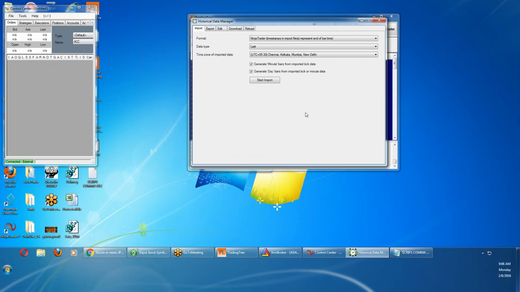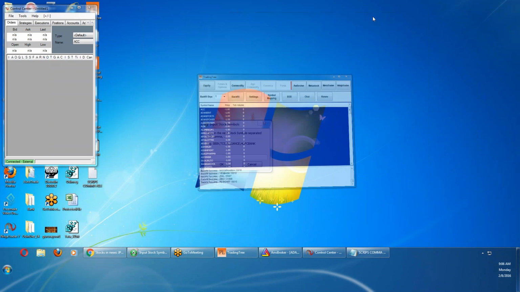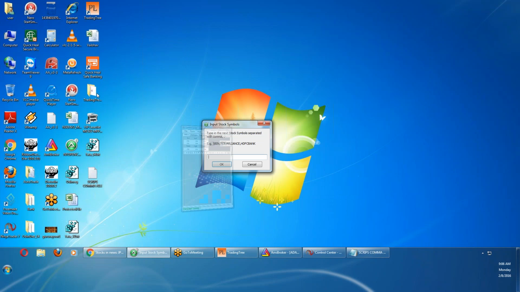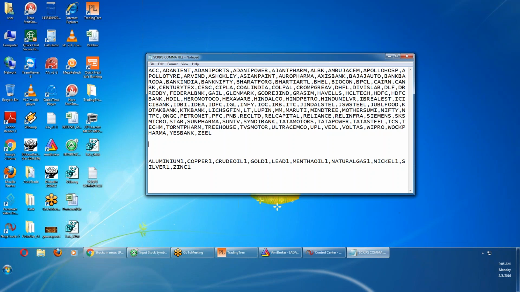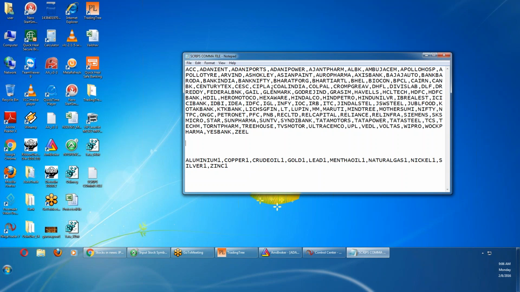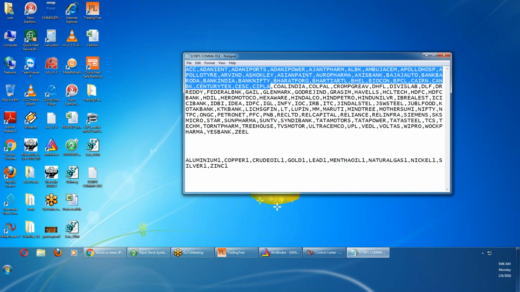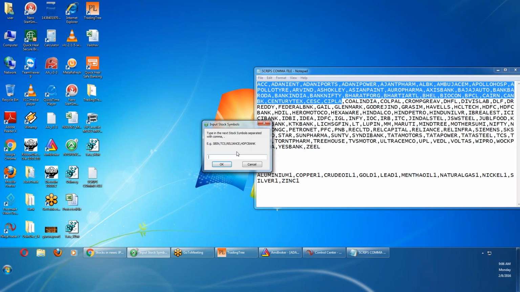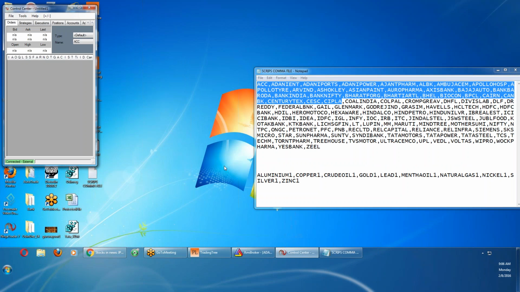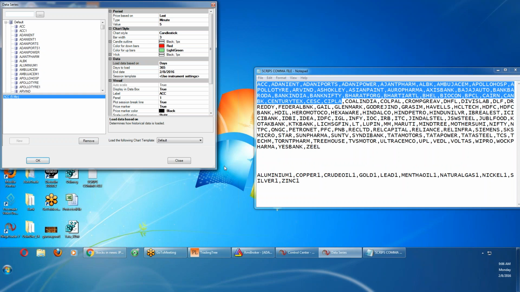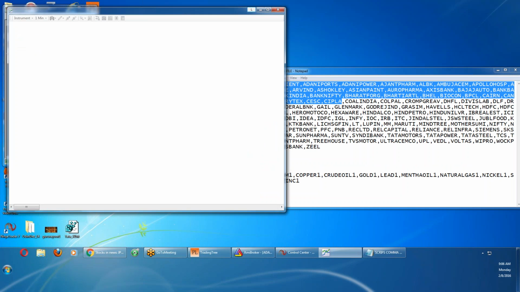Historical data is done, so you can close this and minimize these things. Now I have my scripts file. You can see how I open the charts. I just copy and then paste it in the box here. There you go, you can open the charts automatically.